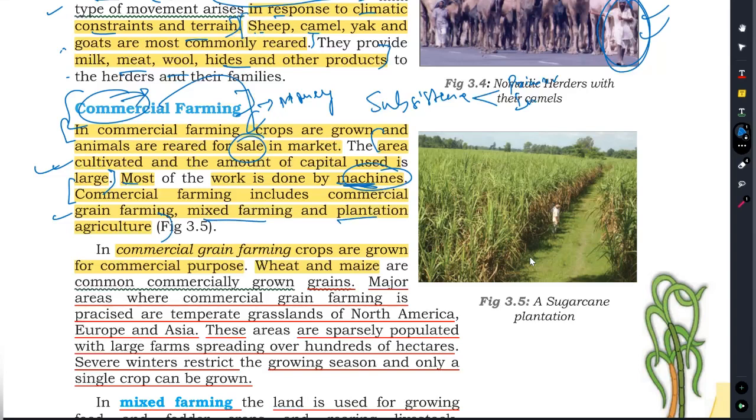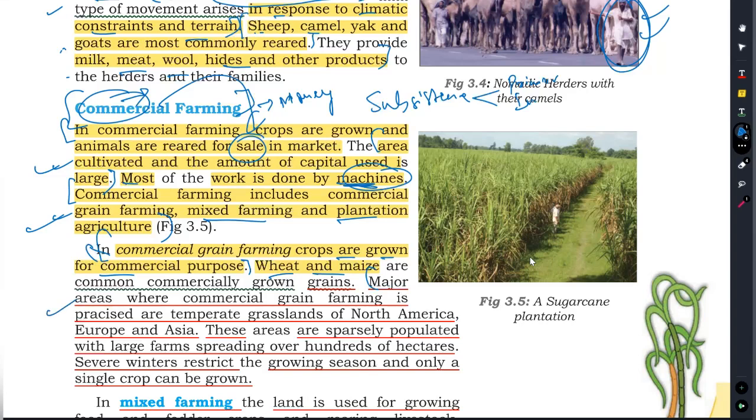Now, let us discuss in detail what are these things. In commercial grain farming, crops are grown for commercial purposes to sell in the market. Whereas in primary subsistence farming, you do these things for your own use. But in commercial farming, you do this farming for sale in the market. Wheat and maize are the commonly produced commercially grown crops.